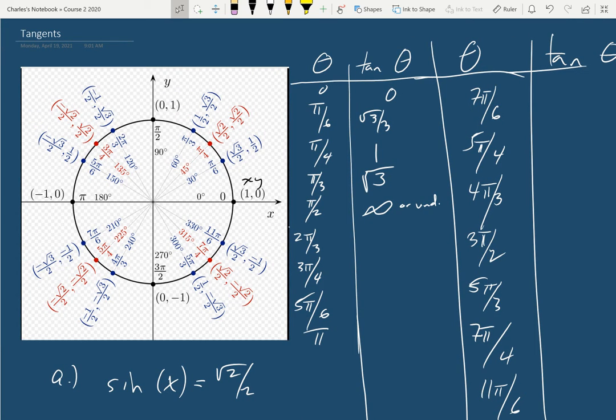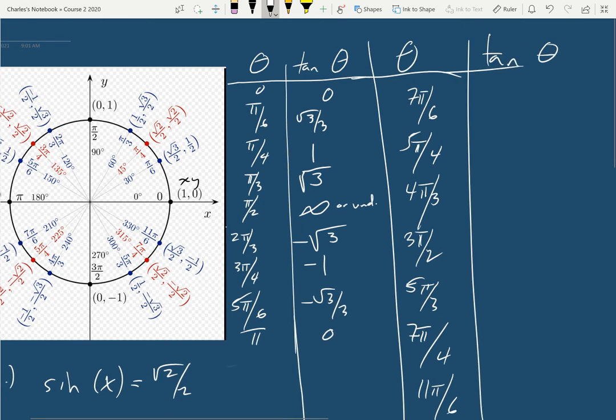All right, well, it's going to follow the same snake-like pattern that a fantasy draft often follows, and so do the sine and cosine. So it goes 0, root 3 over 3, 1, root 3, infinity or undefined, negative root 3, -1, negative root 3 over 3, and then 0.